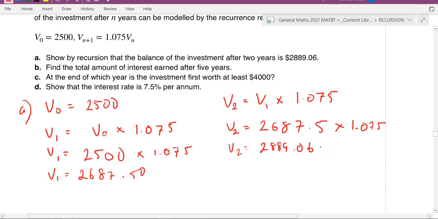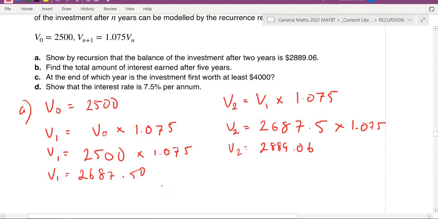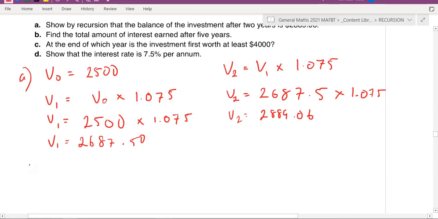Okay, that's the first part. Working it out, that's what it means to work it out recursively. I know you can just go on your calculator, keep pressing enter, and that'll give you the answer. But you need to show your working out like this. Okay, part B is now when we can use the calculator to figure out after 5 years.